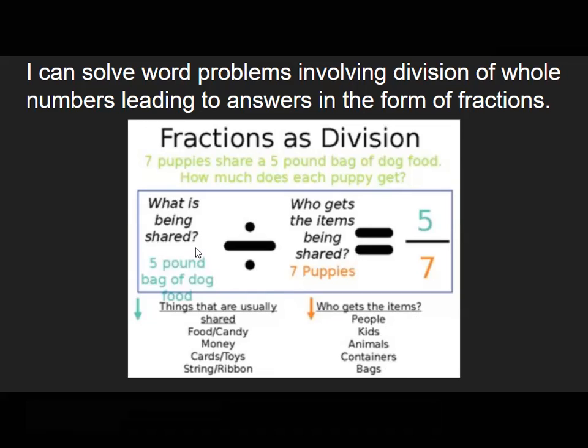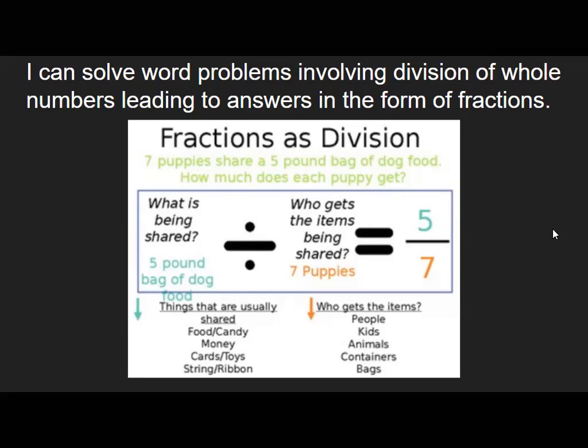So when we answer that first question, what is being shared, that 5-pound bag of dog food, that gives us our numerator. That is the number that we are dividing up. After we ask ourselves the second question, who gets the items being shared, the 7 puppies are getting the items being shared. That's going to be our denominator. So we could use the fraction 5/7 as our division problem. Well, 5/7 is already a proper fraction. It's less than 1. So that just lets us know that each puppy is going to get 5/7 of the bag of food.